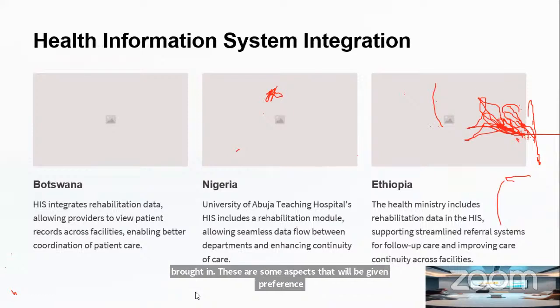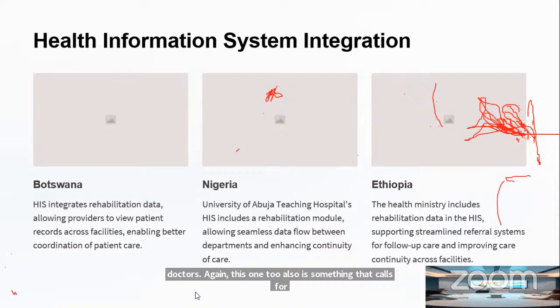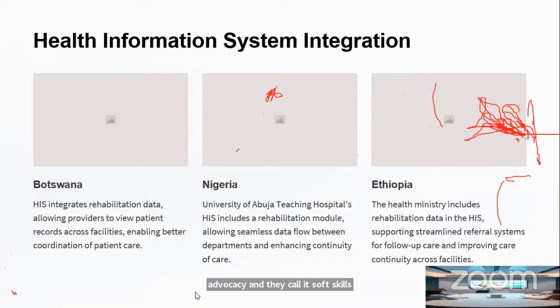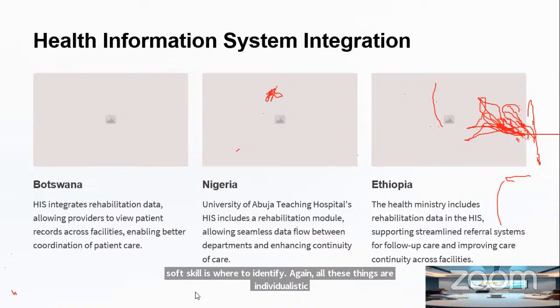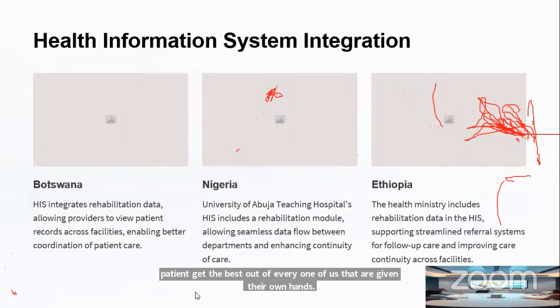But now, like you said, our issue is the nature of the supremacy, so-called, of our other professional multidisciplinary members, medical doctors. Again, this one also calls for advocacy, and they call it soft skills. This soft skill is where to identify, again, all these things are individualistic. Some of these medical doctors are ready to see that the patient gets the best out of every one of us that are given their own hands. But others are entirely different, right?